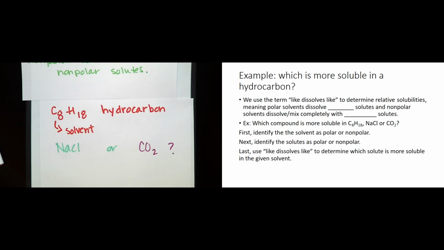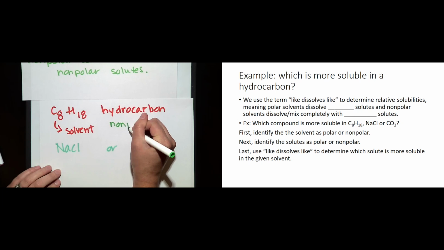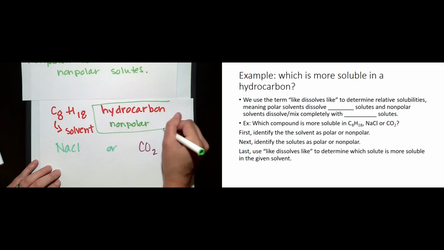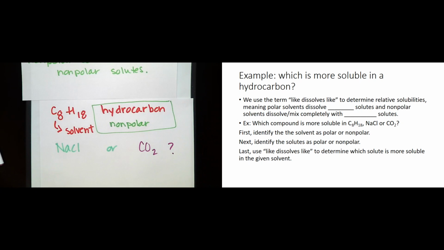Are either of those polar bonds? Carbon and carbon, same element, can't have a difference in electronegativity, so that can't be a polar bond. And then carbon-hydrogen, they have very similar electronegativities. I think carbon is 2.5 and hydrogen is 2.1. But anyway, non-polar. There are no polar bonds, so hydrocarbons are always non-polar. Kind of a quick and dirty trick for you. Okay, so that means the solute that's more soluble is going to be the non-polar solute.